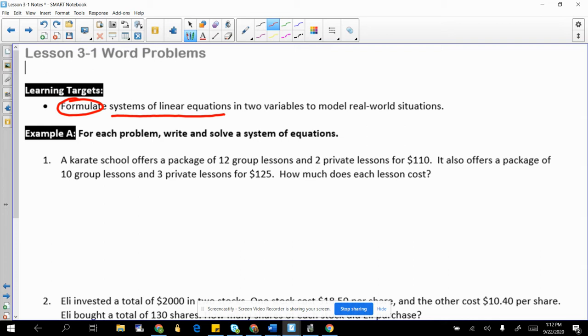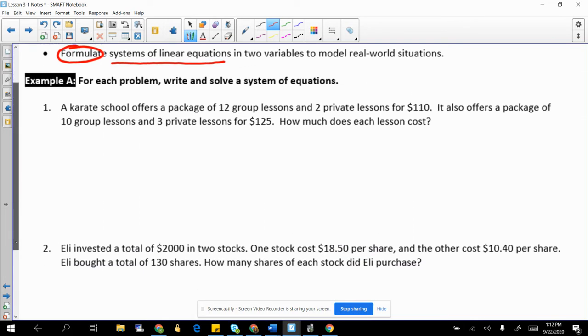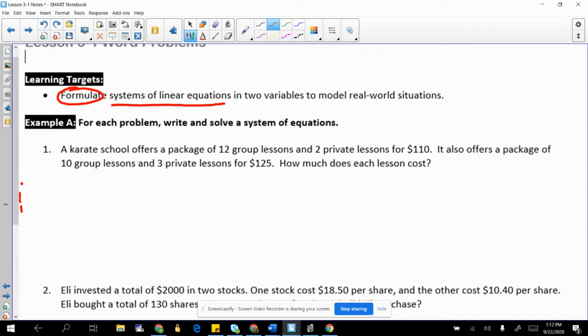This is not in your Springboard book. You may want to write these down on a separate sheet of paper, or you may want to have printed the note sheet for today. It's just one sheet. But we're going to work through these examples to get you some extra practice for the quiz. Okay, so here we go.